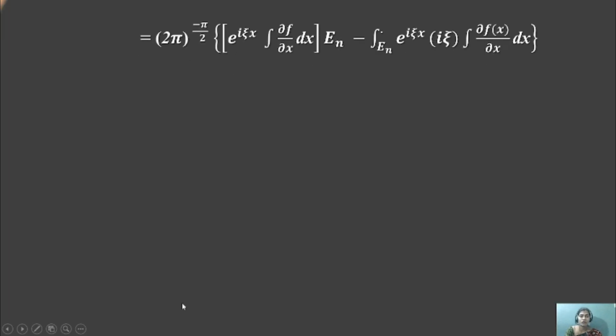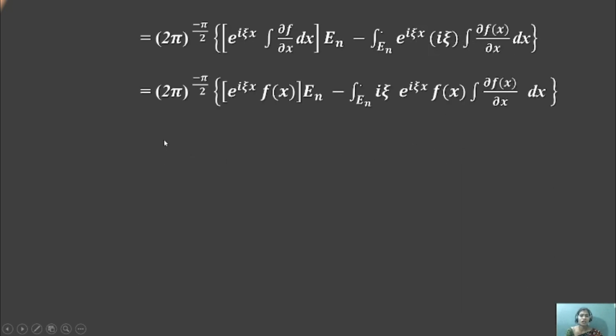Then solve the equation using the u into v rule in that form. Okay, 1 upon root 2 pi, e to the power i xi x integral of del f upon del x dx. The first part will be generated by using the u into v rule for the integrating value. This rule will be used here. Then minus the integral of e to the power i xi x, integral of del f of x upon del x dx. Okay, then solve the equation.